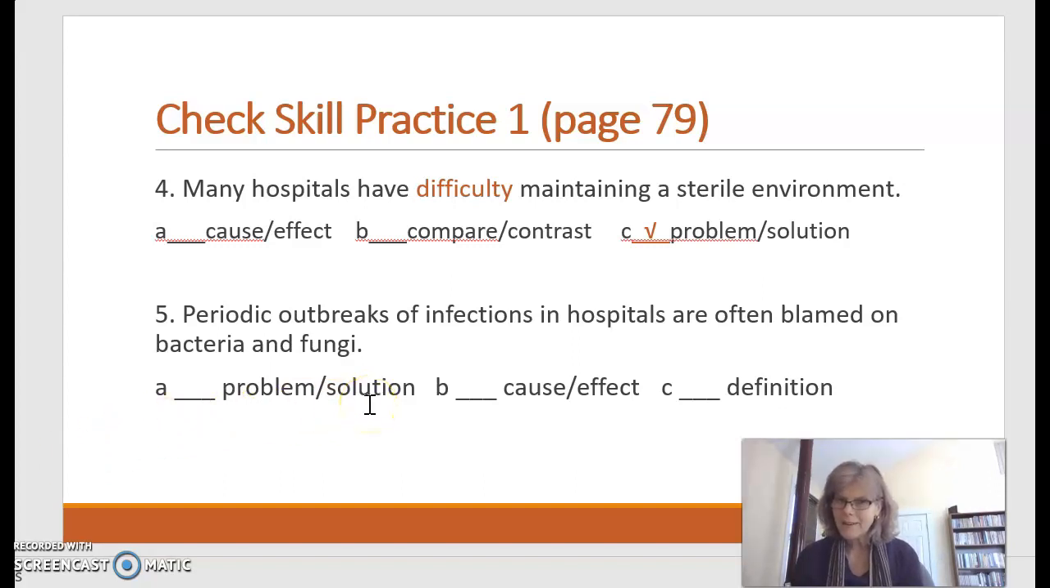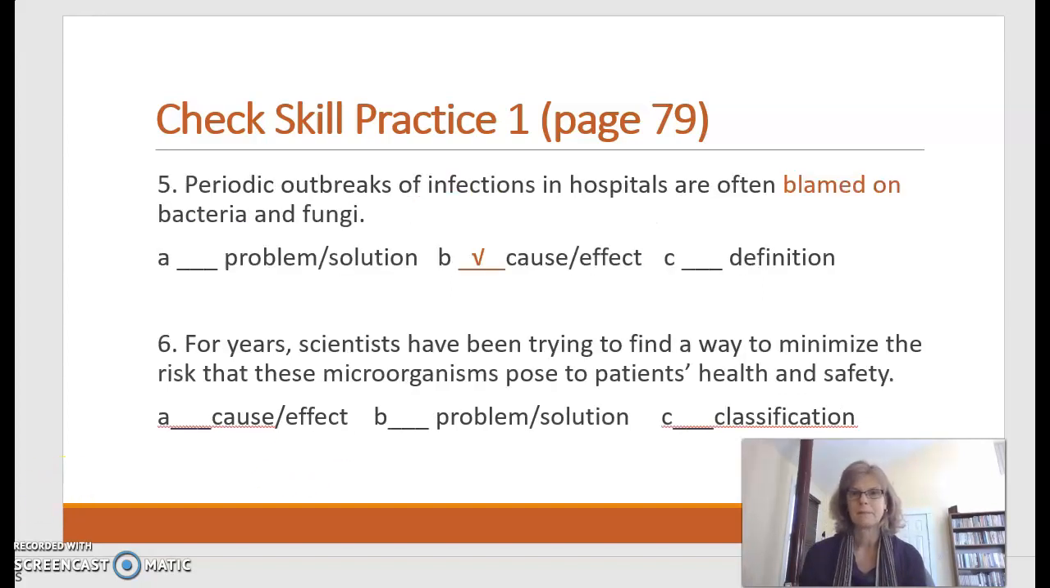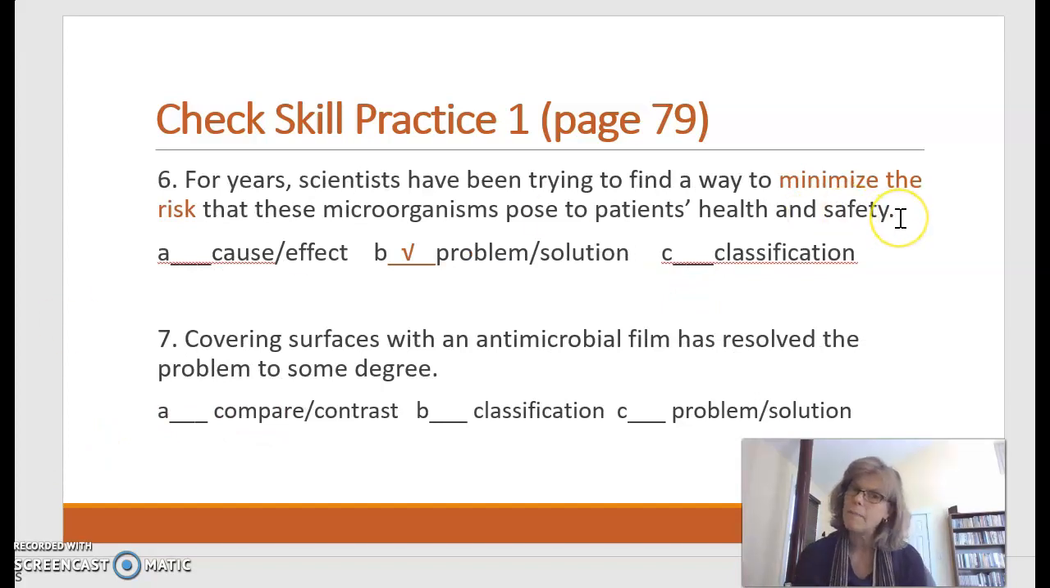Number 5, what's the signal word that you see here talking about outbreaks of infection? Blamed on is what I underlined, and it's really talking about the causes. What are the causes of these outbreaks? I'm going to keep going. Number 6, what's the signal word you see there? If you underlined minimize the risk, then you can see that they're really getting to some of the solution. How can we minimize this risk?